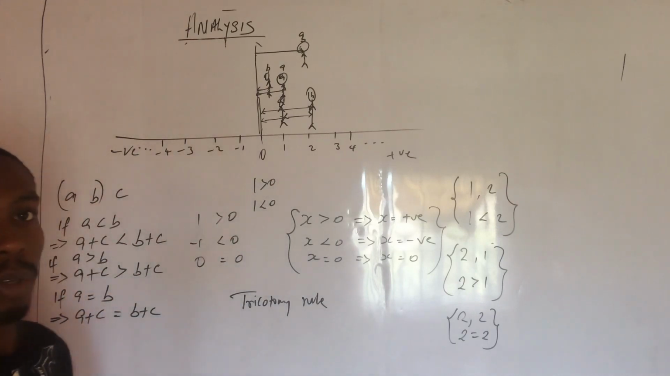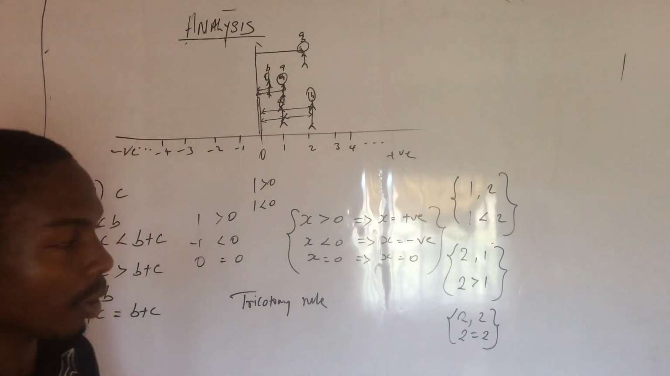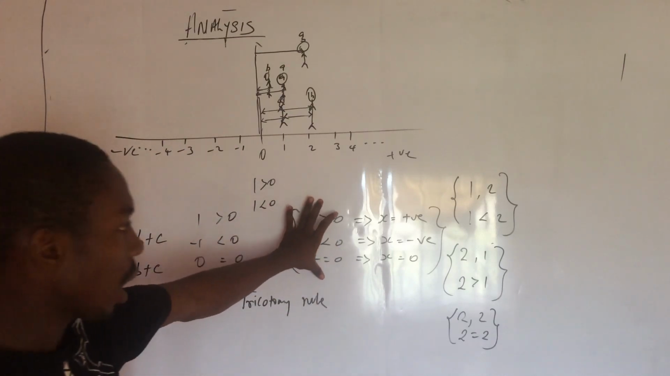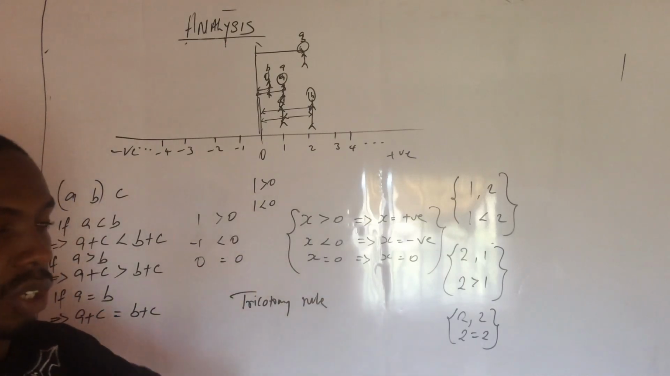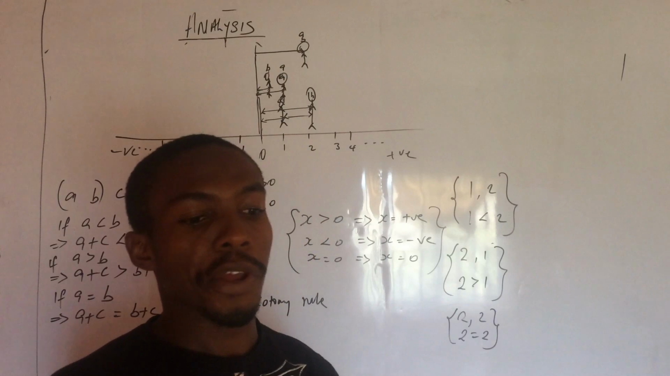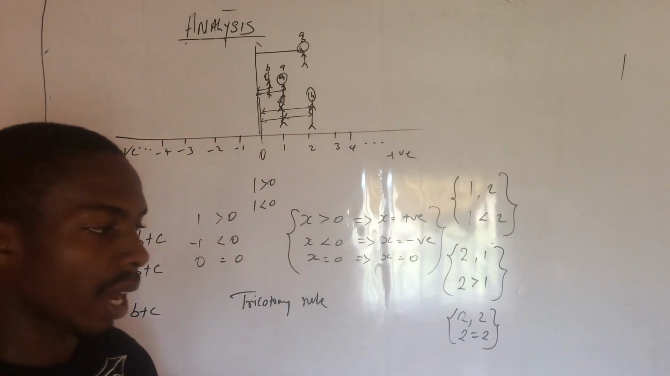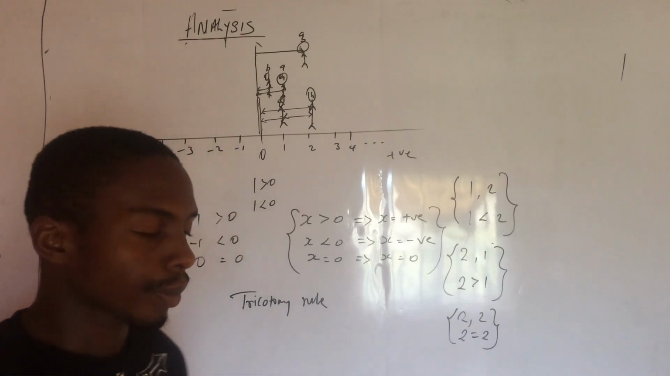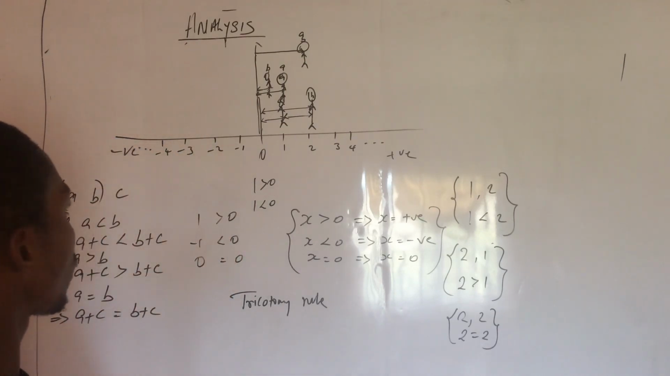And what does the trichotomy rule say? It says that given any two numbers from the real line, one of these must hold. If that number is not less than the other number, it will be greater than the other number, or if it's not less than and not greater than, meaning it is going to equal that same number. So that is that.